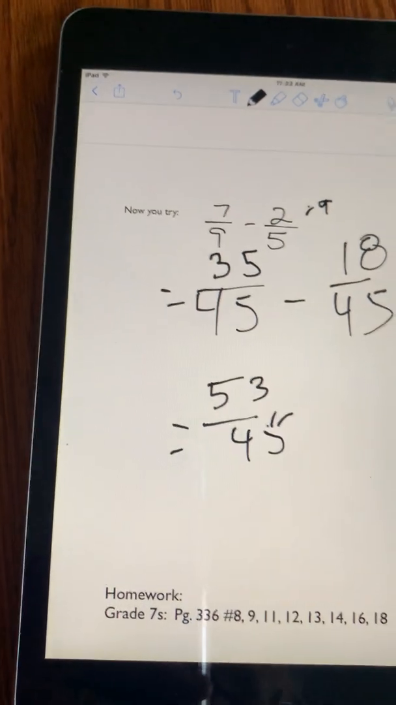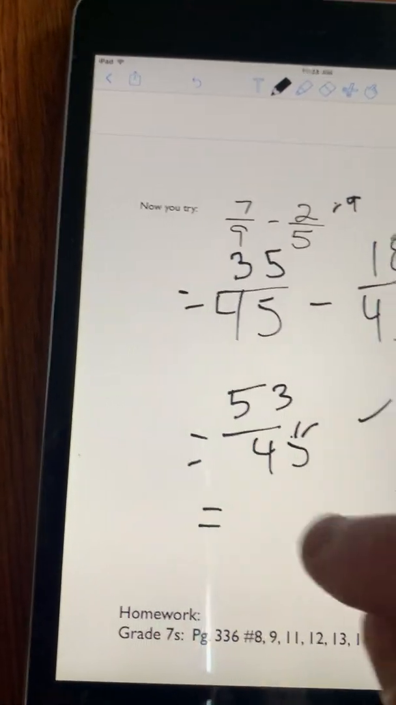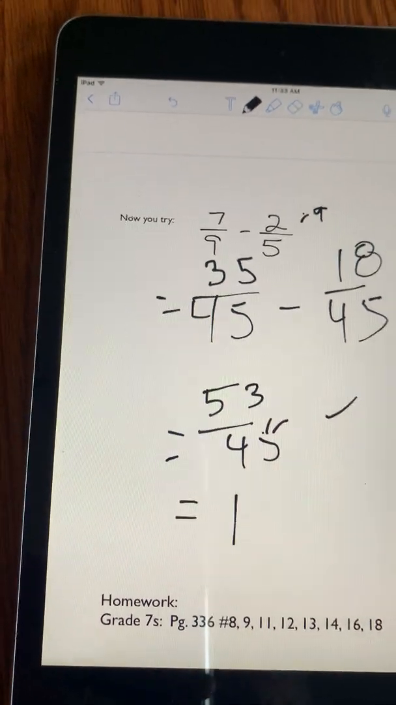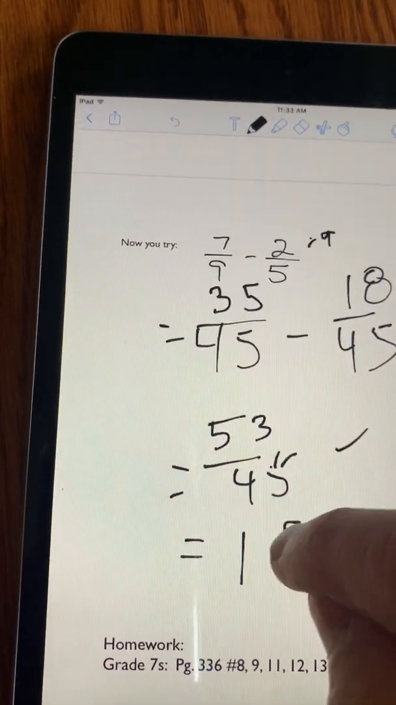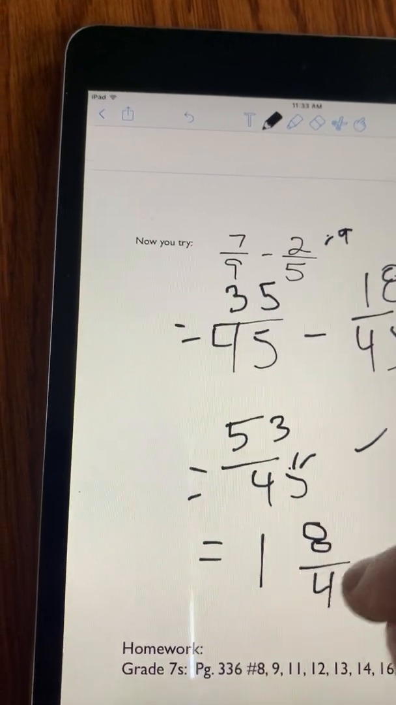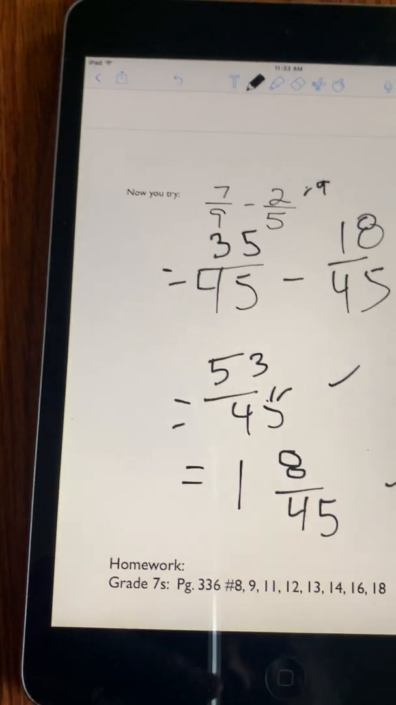So now we've got a mark here, a mark here. We need to make this into a mixed number. 45 goes into 53 once, and that leaves us a number of pieces left over, which turns out to be 8 pieces of 45. And in this case, that is lowest terms. We are done, and there's our mark.